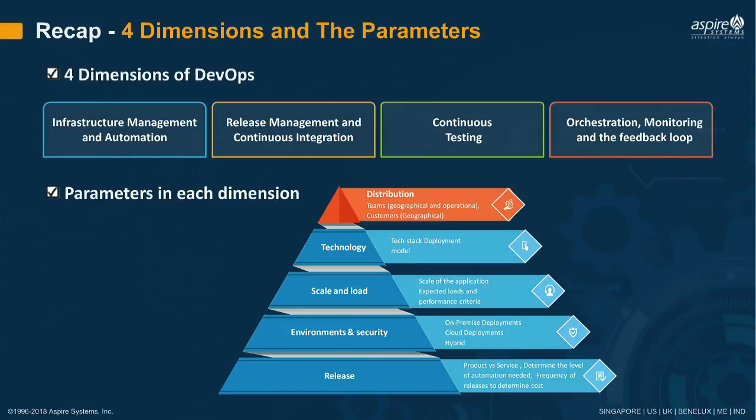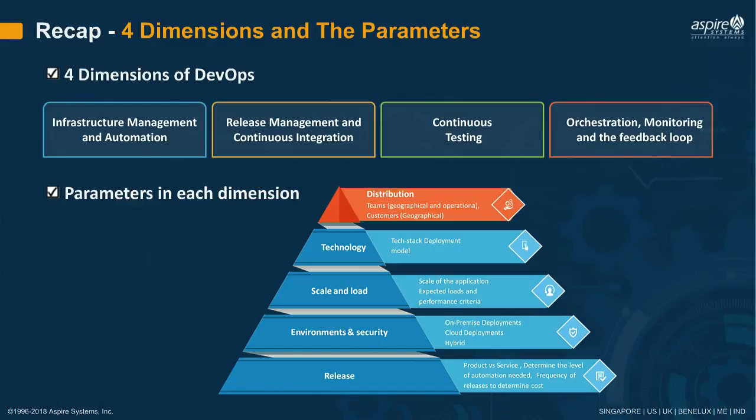For each of these dimensions, the parameters are quite common. To list them, the first parameter is distribution. It talks about how your teams are distributed, how your product is distributed, and how the application itself is distributed. So it talks about distribution in general for everything a product needs. The second parameter is technology, the technology stack and any other technical parameters that are required, which is obvious given that it is a technical topic.